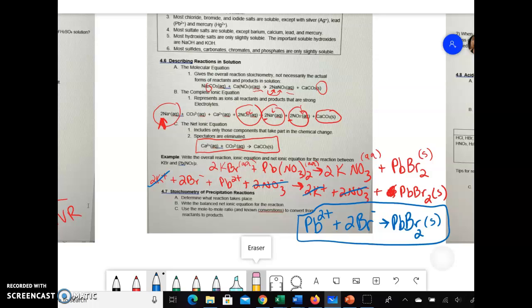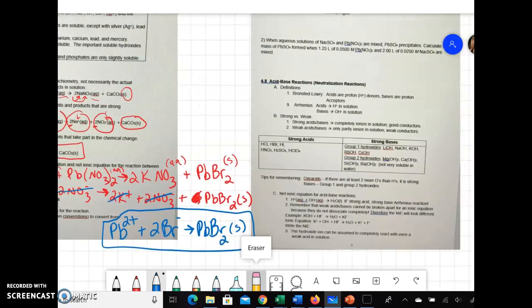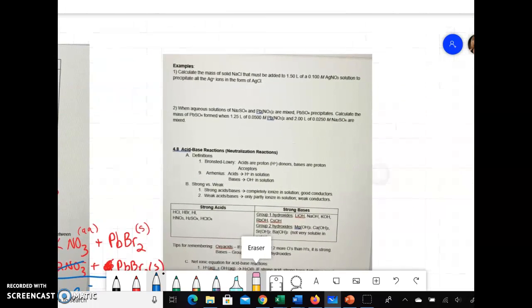And the last section for today is just doing some stoichiometry with these. So notice that it says, first of all, let me show you how I would solve these if I was looking at them. It says calculate the mass of solid NaCl. So first try to figure out what they're looking for. They're giving us information about silver nitrate, and they're also talking about the silver chloride as well. So we're adding sodium chloride to silver nitrate.